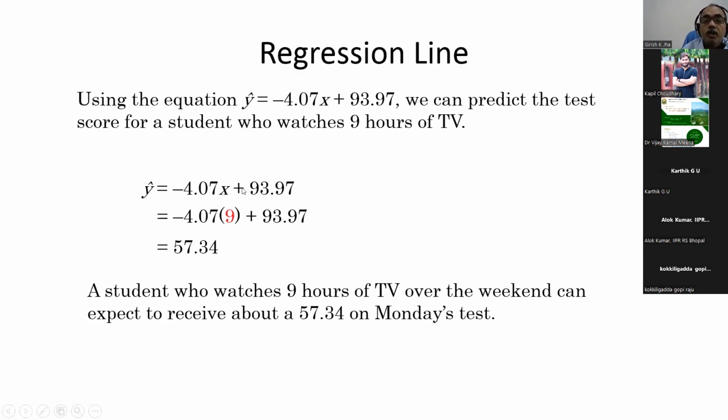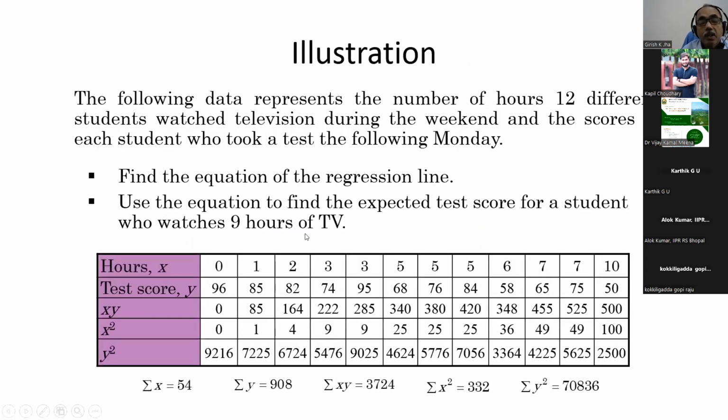So if you don't watch TV, you'll get 93 marks, and if you watch 1 hour, you'll get 4 marks less, like this. So this is how you have estimated the equation relationship, and then you can predict within the range for which you have collected data. The important thing is that your range of x is this, so your prediction should be within this range only.